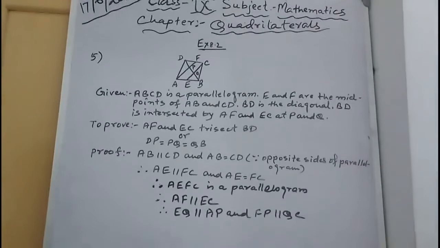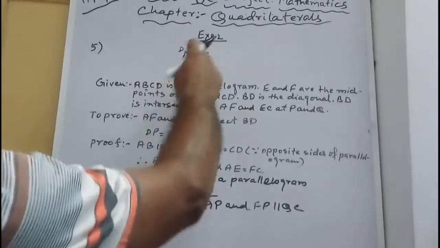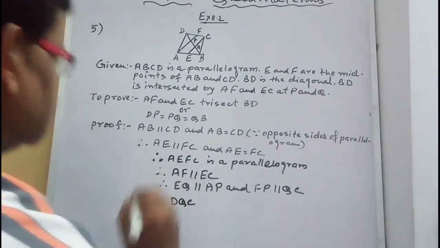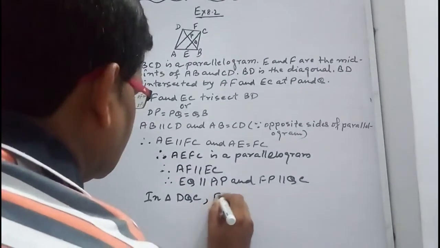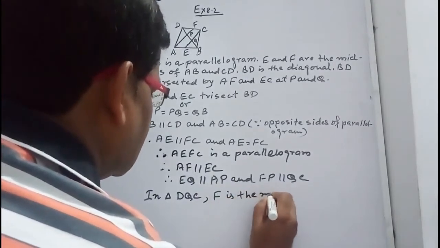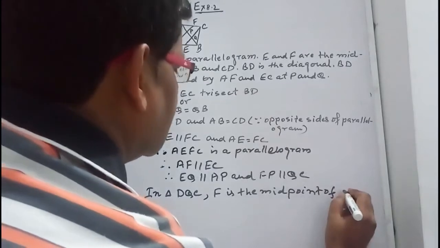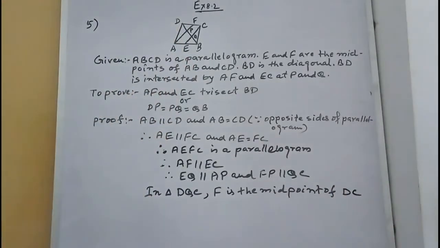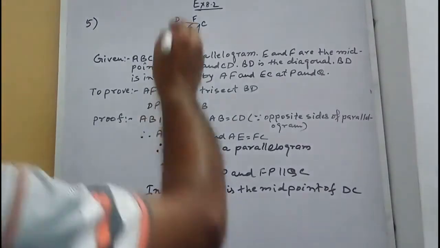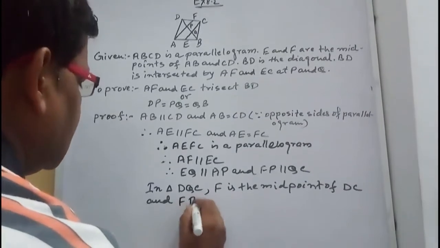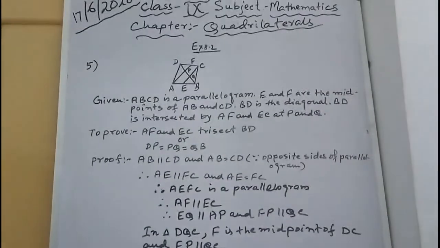Now in triangle DQC, in this triangle DQC, F is the midpoint of DC, and this side FP is parallel to QC.